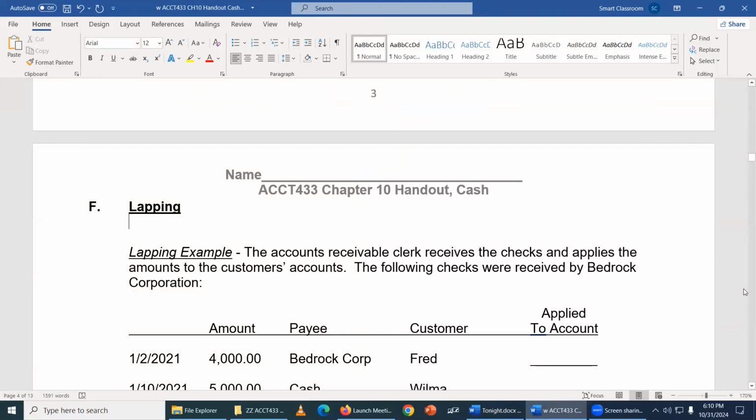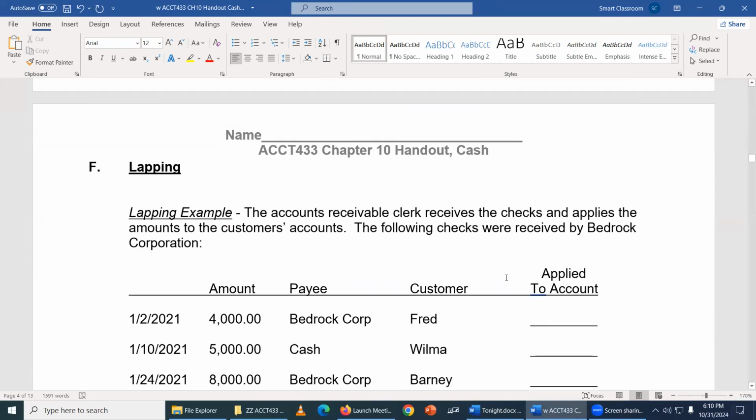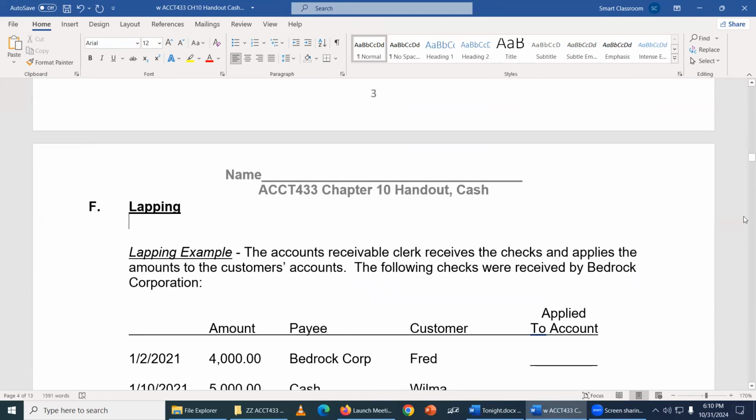Okay. There you go. And we're on page 4. Okay, lapping.